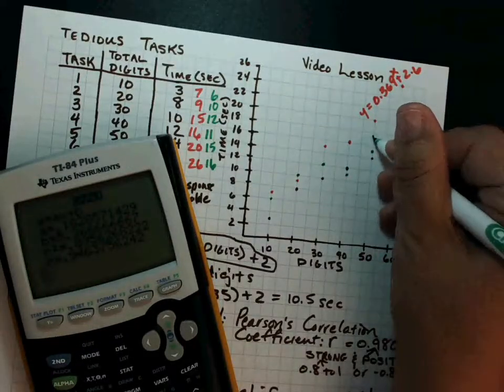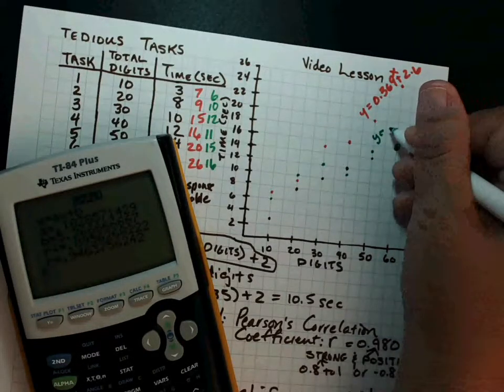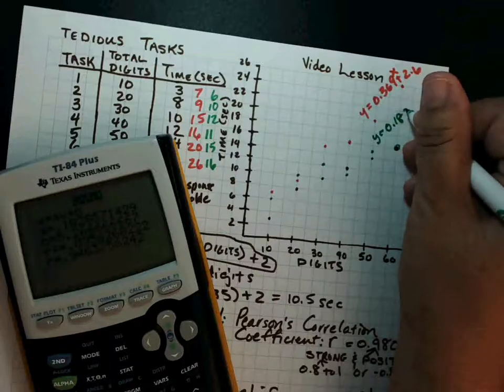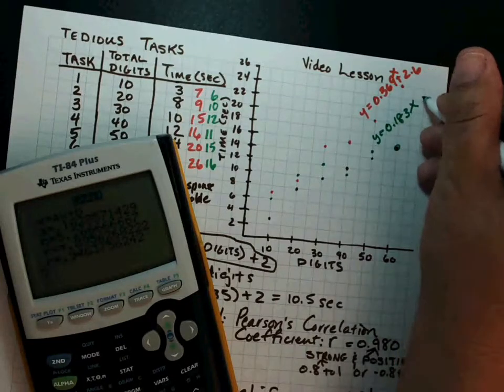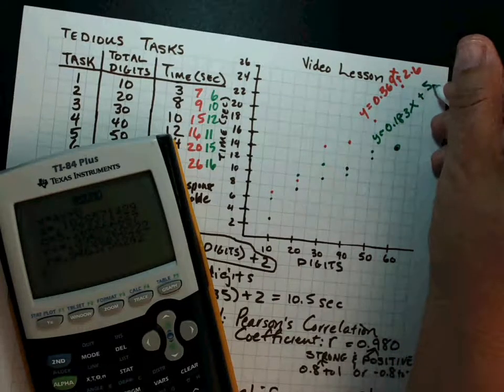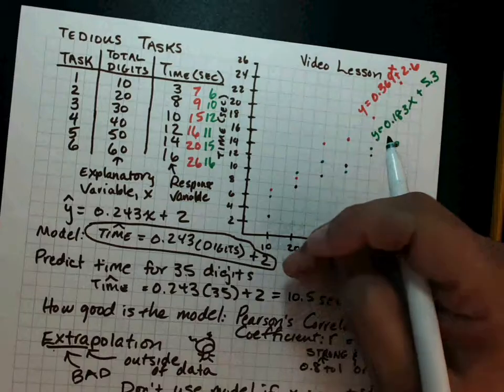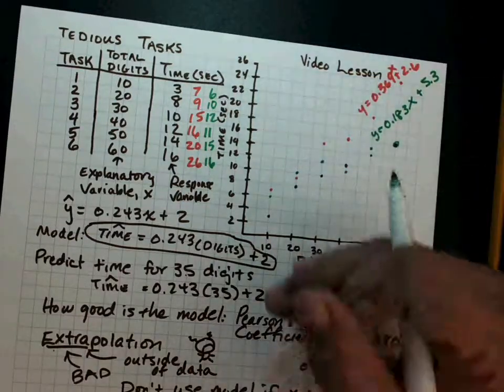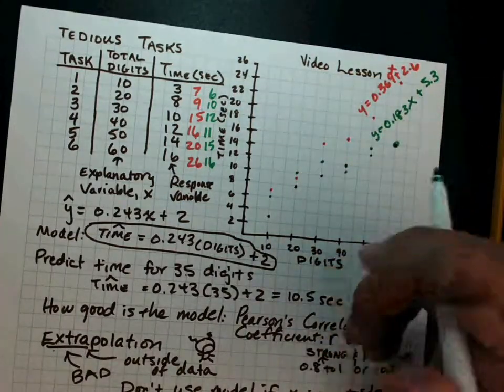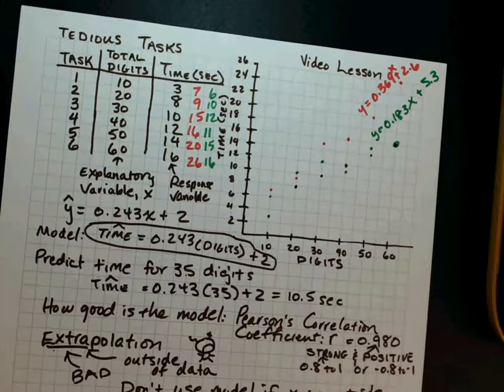All right? And for them, if I were to write the equation for the green line, y equals 0.183x plus, and they have a big y-intercept, 5.3. Interesting. So they kind of start, looks like they need a little extra time, but once they get started on entering the digits, they're probably pretty fast. So that is correlation in a nutshell.